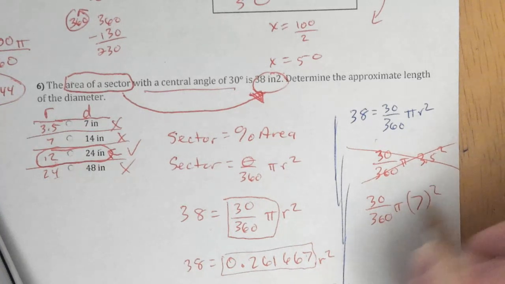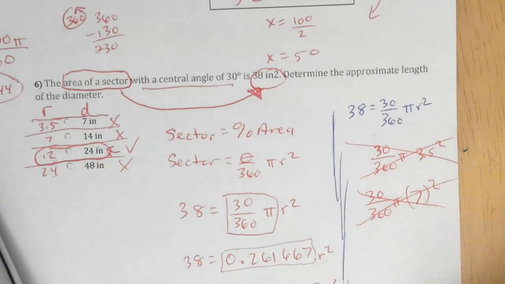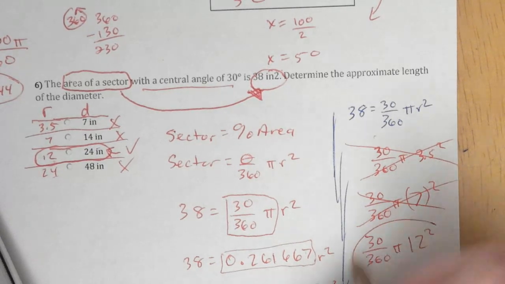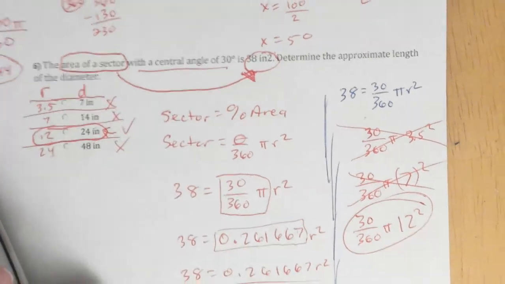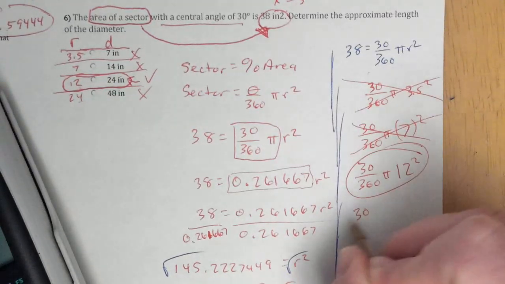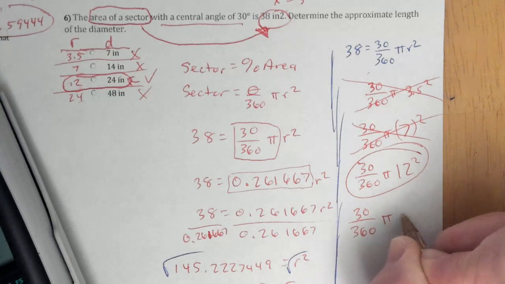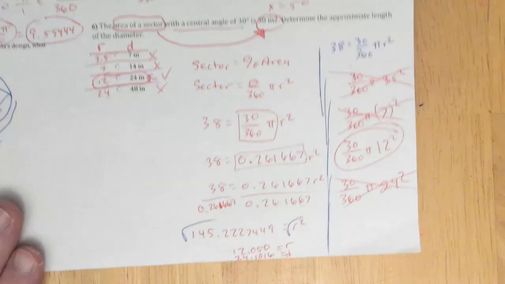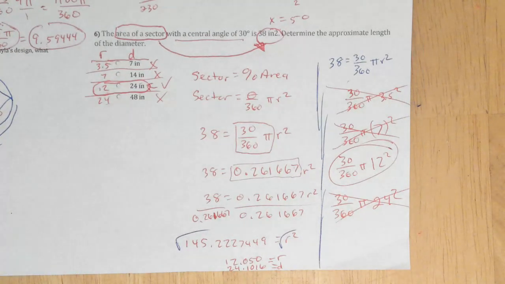And I tried 7 squared. That didn't work. So I'm just giving you an idea of what's happening. So 30 over 360 pi, I tried in 12 squared. That one worked. And then this last one, 30 over 360 pi 24 squared. That did not work. All right, so that's how we do this problem. For number 6, you pick whichever way you like the best, and have a great and awesome end of course exam.